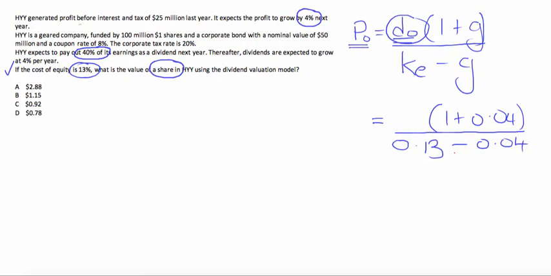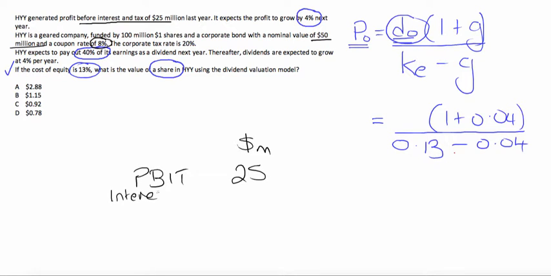And if we start off with the profit before interest and tax, our profit before interest and tax is $25 million. We're then going to pay interest on our bonds, and we've got 50 million bonds that have an interest rate of 8%. So interest of 50 million times 8% gives us 4 million. So profit before tax is 21 million.